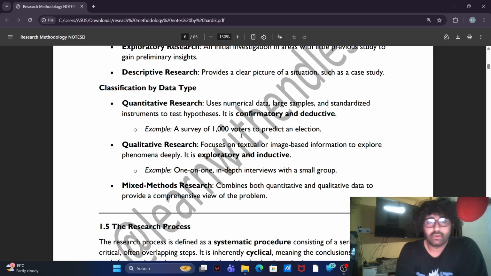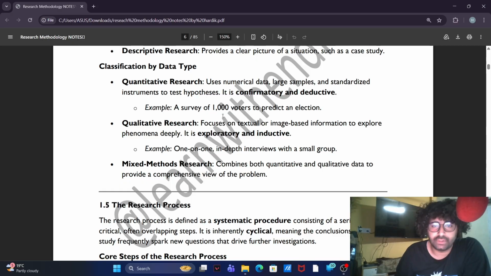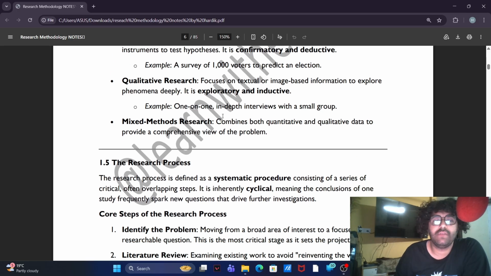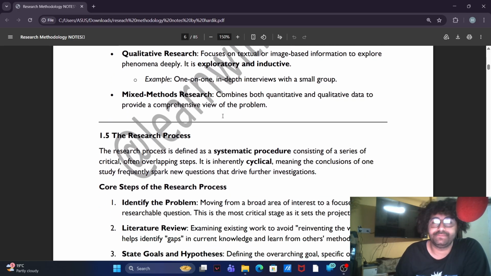Example: a survey of 1,000 voters to predict an election. Qualitative research focuses on textual or image based information to explore phenomena deeply. It is exploratory and inductive. Example: one on one in-depth interviews with a small group. Mixed method research combines both quantitative and qualitative data to provide a comprehensive view of the problem.